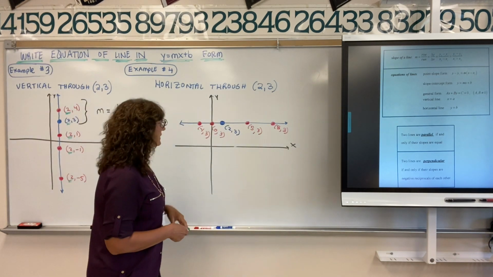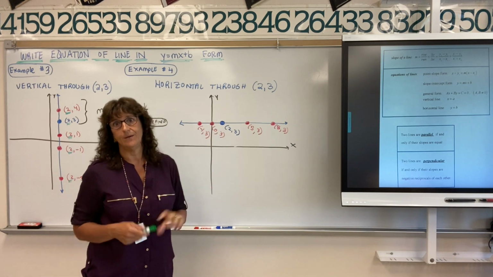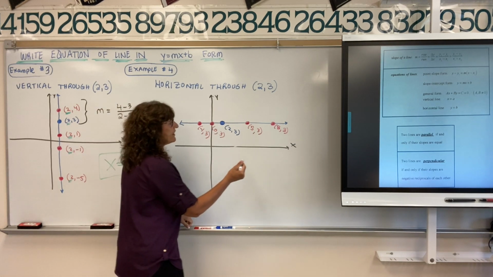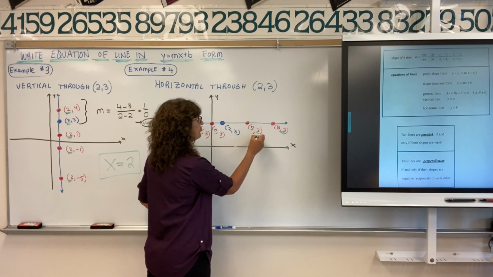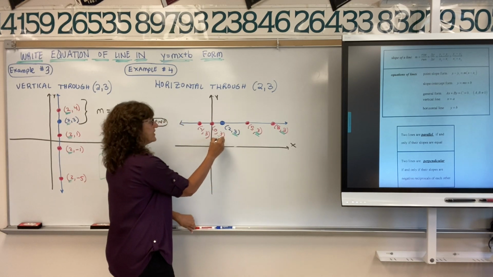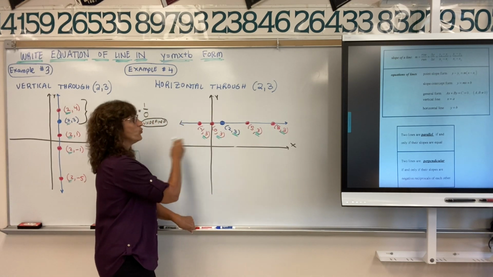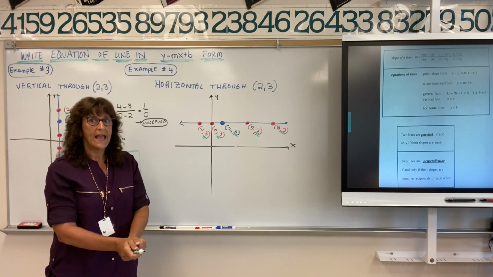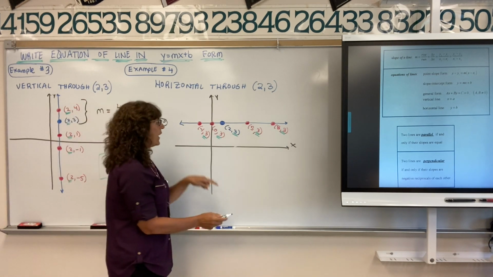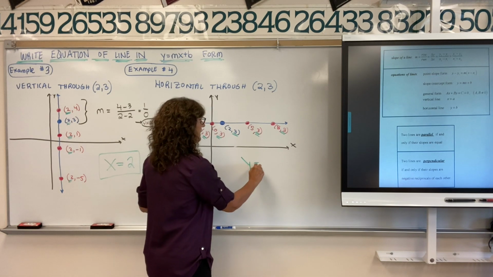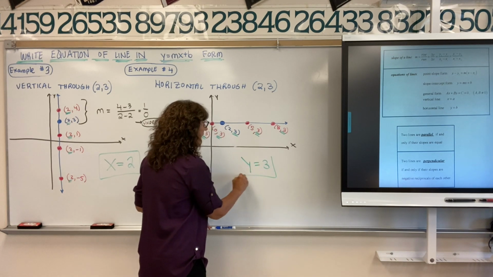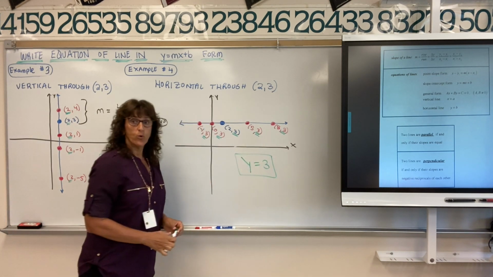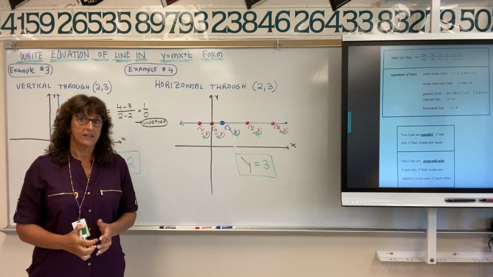So what is the pattern here? Look at all these points I named. What do they all have in common? As a matter of fact, every single one of the infinitely many points on this horizontal line, what do they all have in common? Well, the y-coordinate is 3. So y equals 3. The y-coordinate is how you name a horizontal line.